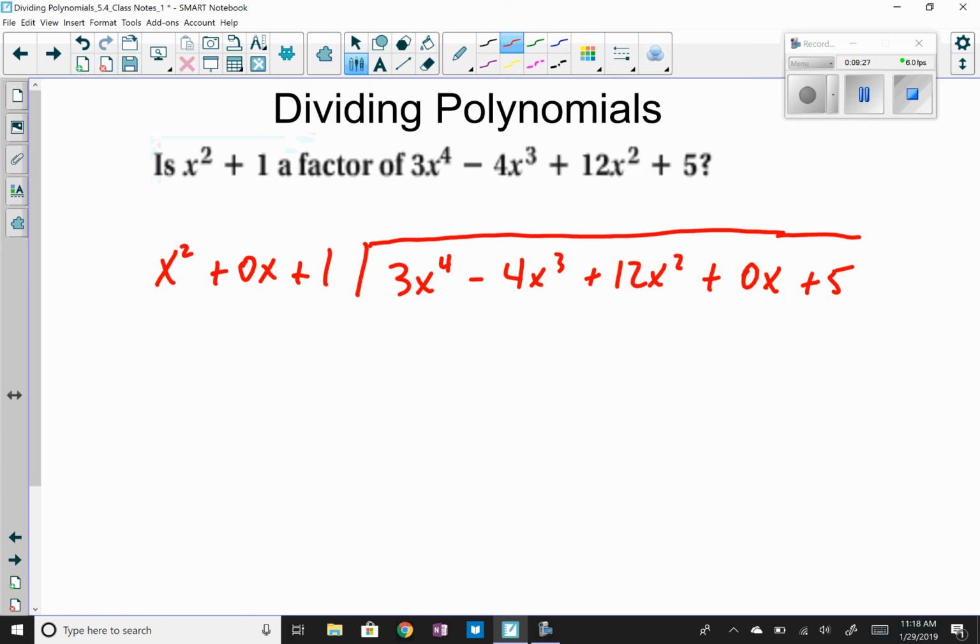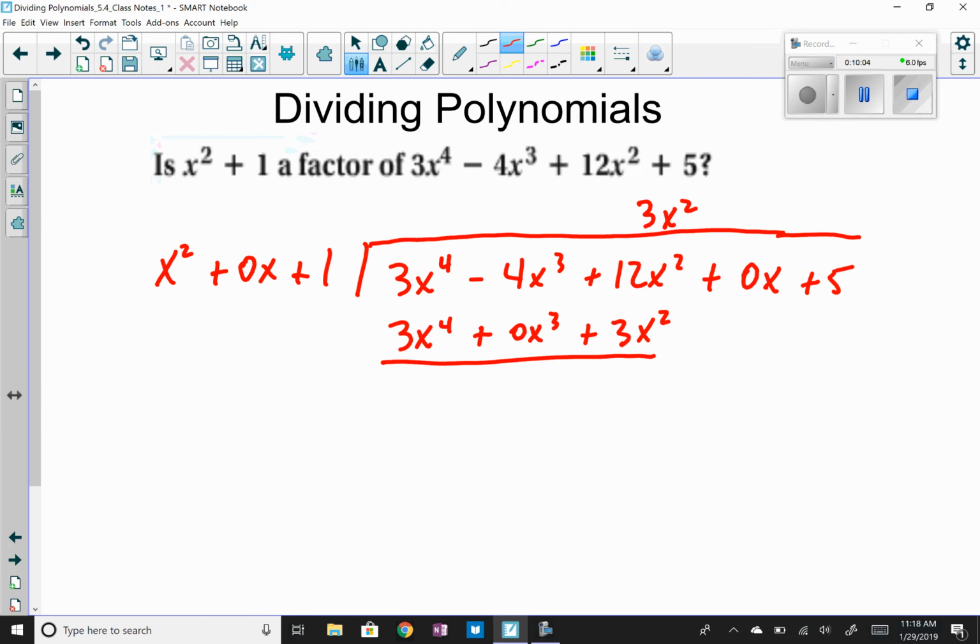Okay, so once we have the placeholders taken care of, we just do the same thing that we've done with the previous problems. So we're looking for something to multiply to the x squared that will give us 3x to the fourth. So 3x squared will do that. I'm going to put that here in the squared column. So 3x squared times x squared is 3x to the fourth. 3x squared times 0x will give us 0x cubed. And 3x squared times 1 will be 3x squared.